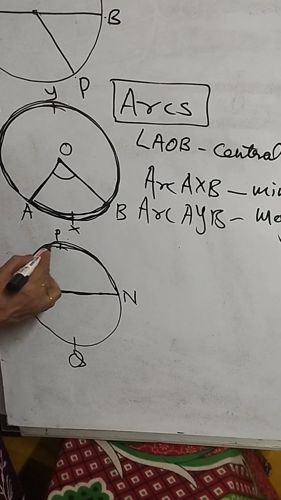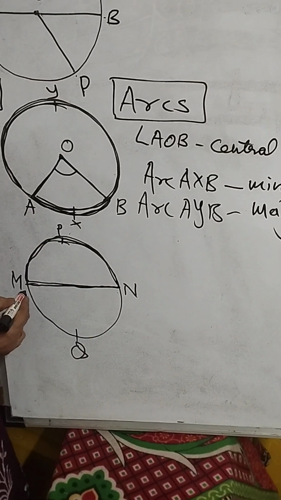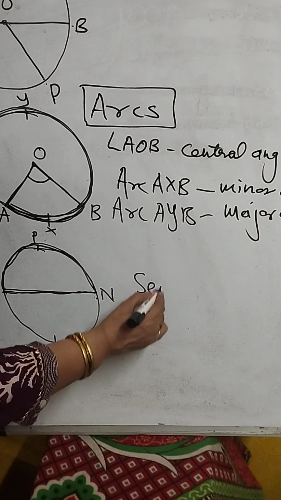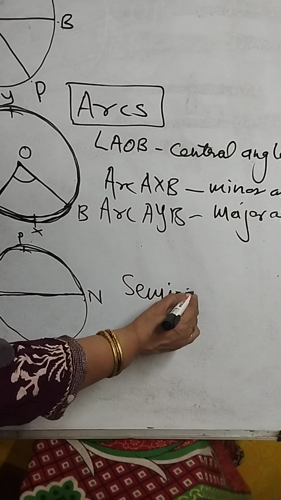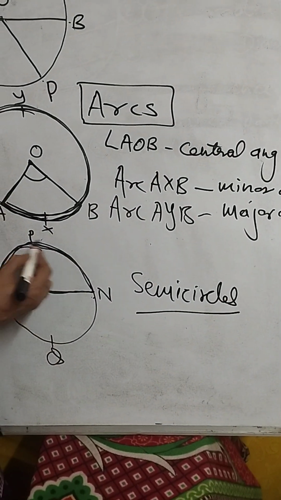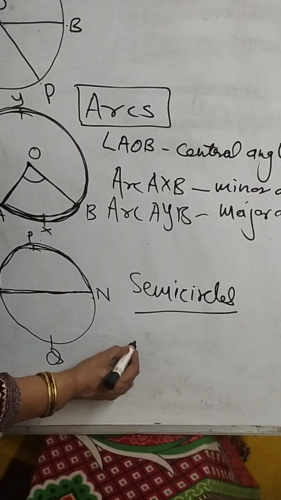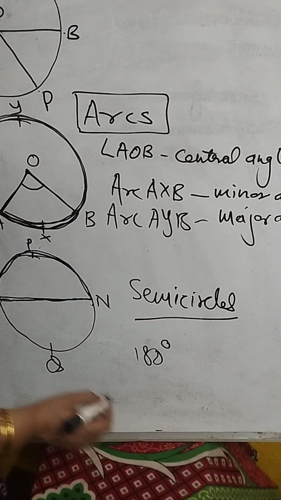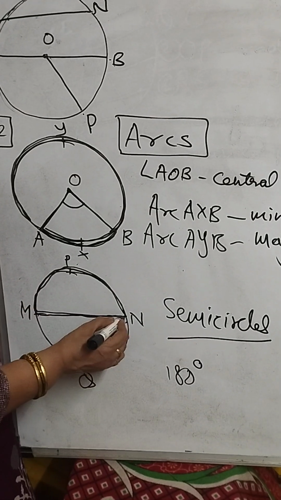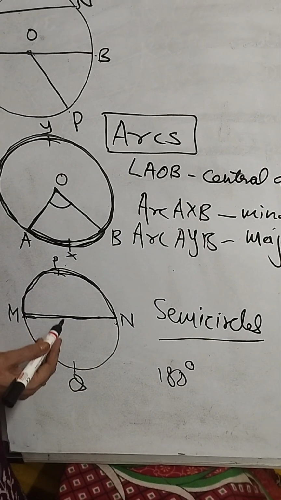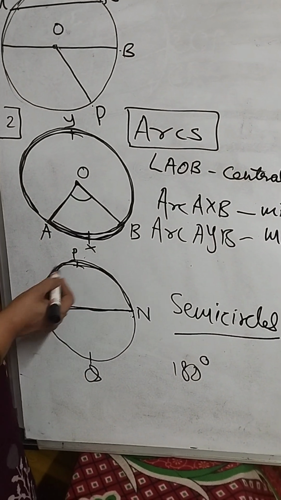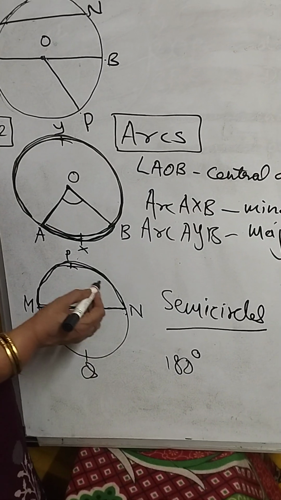Then arc MPN and arc MQN are called semicircles. What are they called? Semicircles. And the measure of a semicircle is 180 degrees. What is the measure of a semicircle? The measure of a semicircle is 180 degrees. And my dear students, for your understanding, the measure of a complete circle is 360 degrees.